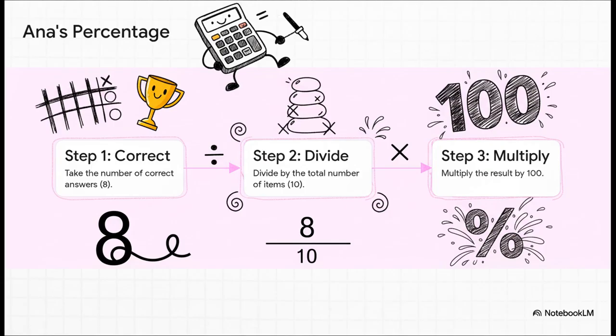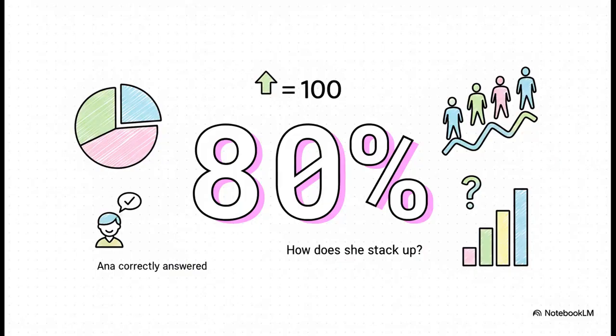You just take the number you got right, which is 8 for Anna, you divide that by the total number of questions, which was 10, and then you multiply the whole thing by 100 to make it a percentage. And voila, 8 divided by 10 is 0.8 times 100 gives us 80%. So Anna got 80% of the questions right. That's her individual score. But, and this is a big but, how did she do compared to everyone else?